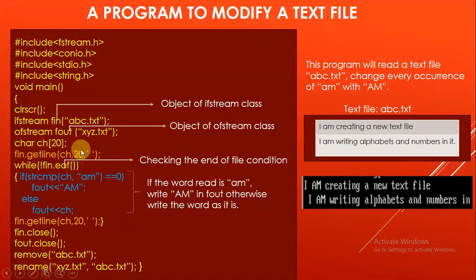Now my original file is of no use because I have made the changes in it. So I will remove this file. So I will say remove abc.txt within double quotes. And the new file is now present by the new name.